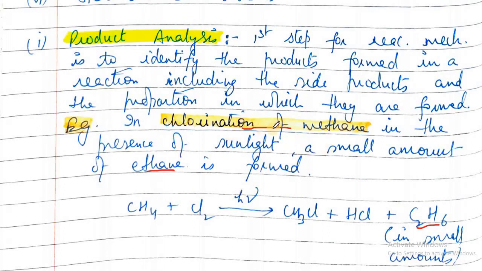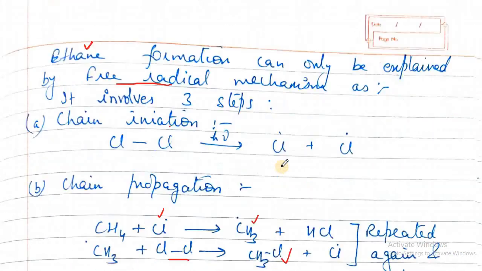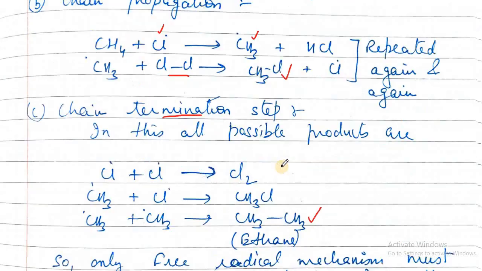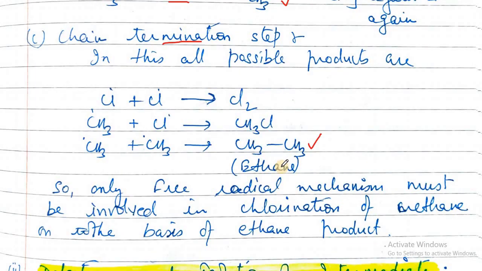So in this way we can analyze the product, and from the product we can find out which reaction mechanism can be proposed for a reaction. The small amount of ethane, the side product, is used to find out the mechanism. So only the free radical mechanism must be involved in chlorination of methane on the basis of the ethane product.